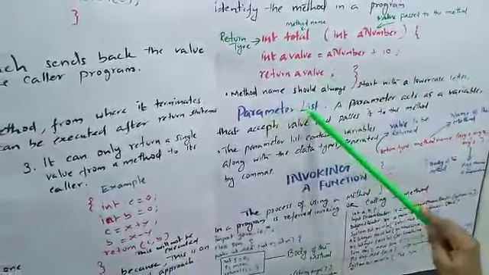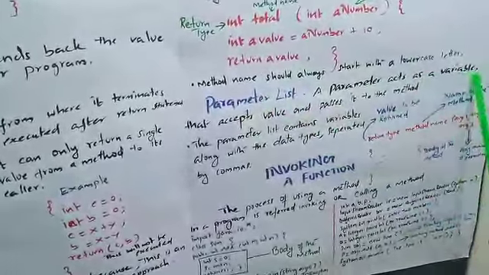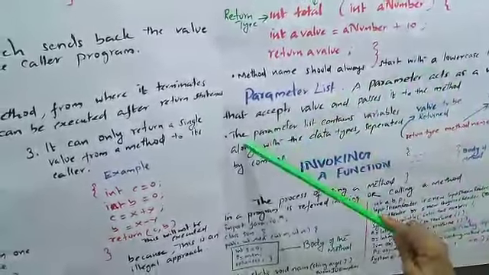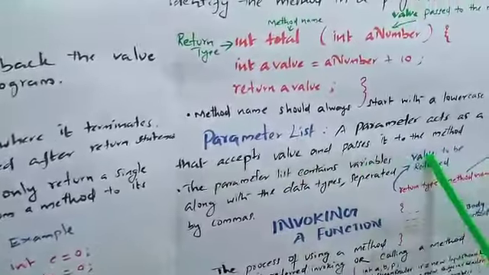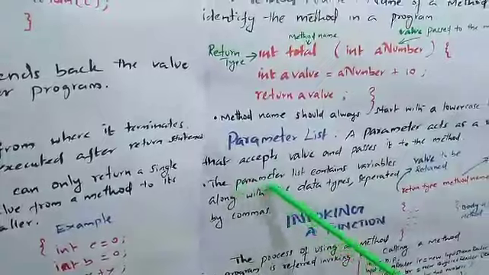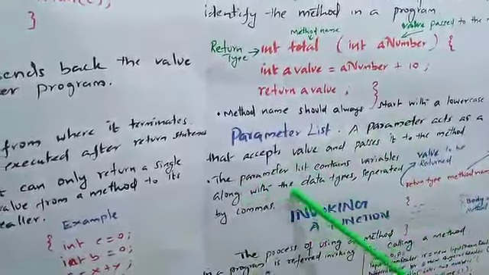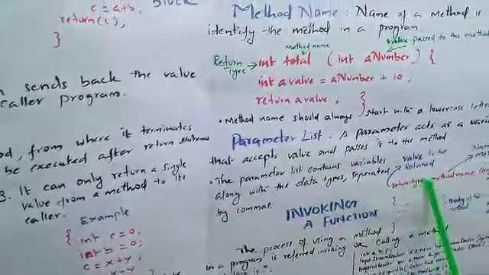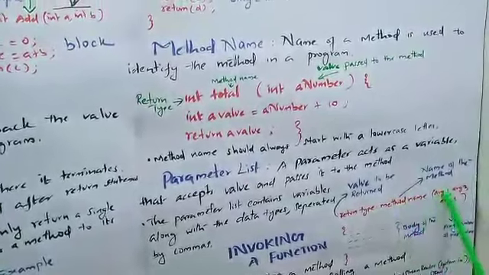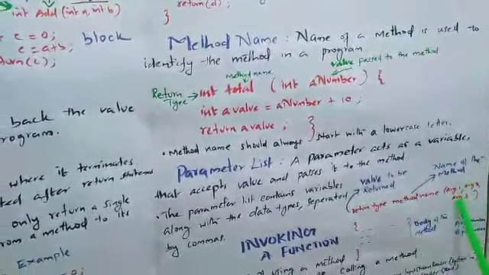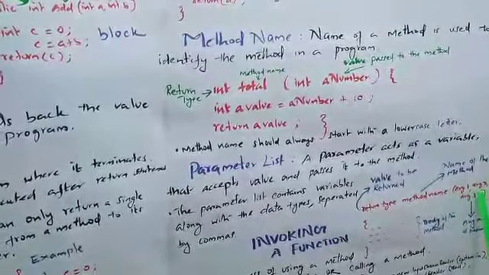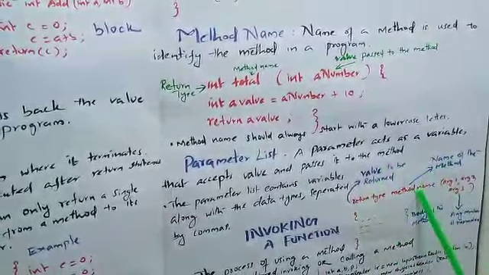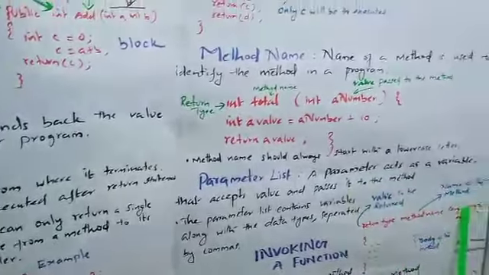Now next one, parameter list. A parameter list acts as variables that accept values and pass them to the method. Second point, the parameter list contains variables along with the data type, separated by commas. See here, example: return type, method name, argument 1, argument 2 and argument 3. So which is our parameter list? This is your parameter list. Then this part is the body of the method, this is the value to be returned, and this is the method name.